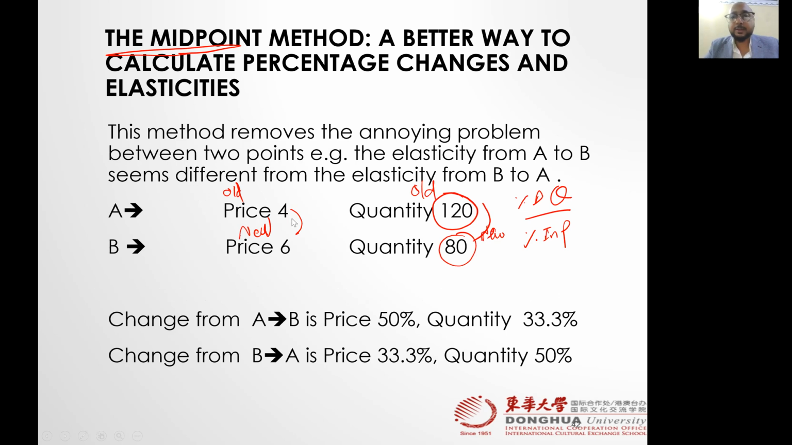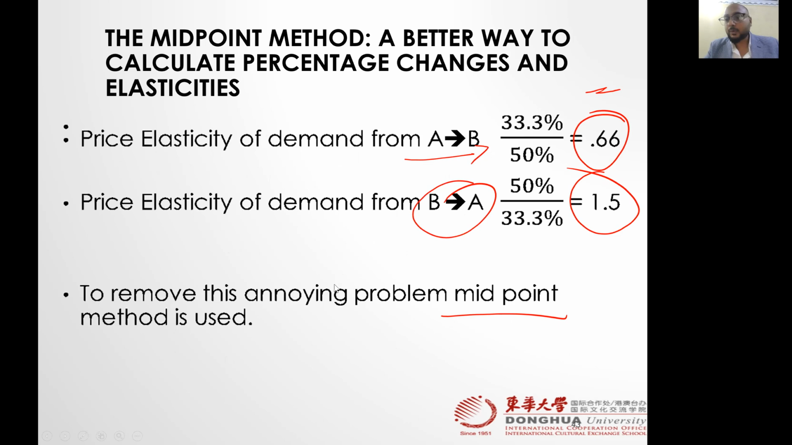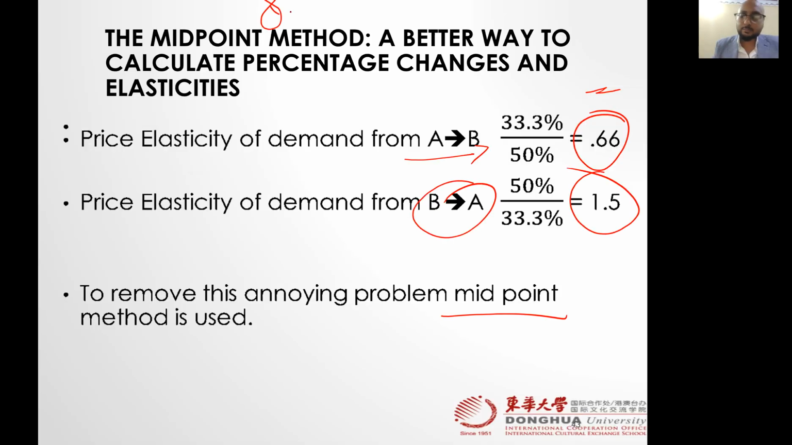So if we want to calculate, what will be the answer here? Let's just calculate for the sake of proof. We have A and B. We have price 4 and 6, and quantity, sorry about that.